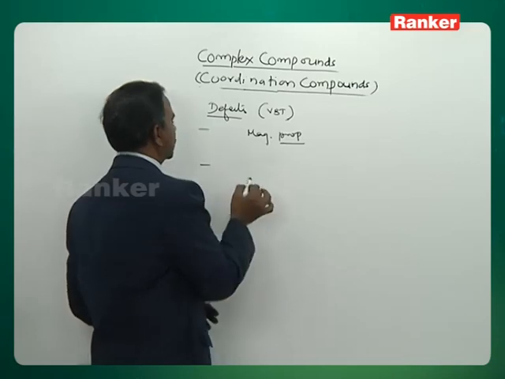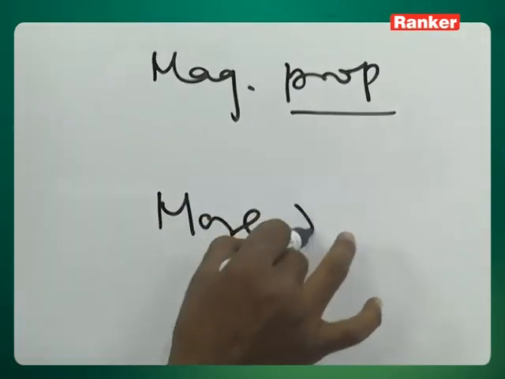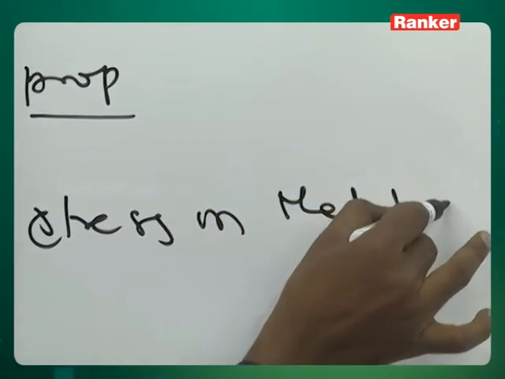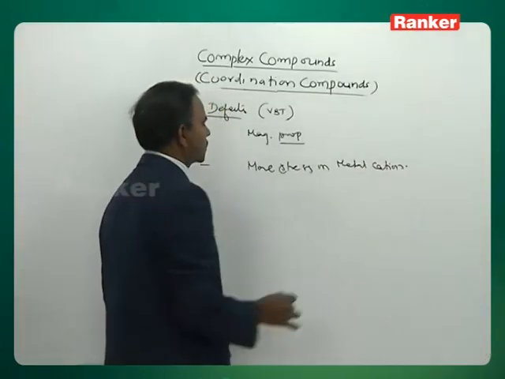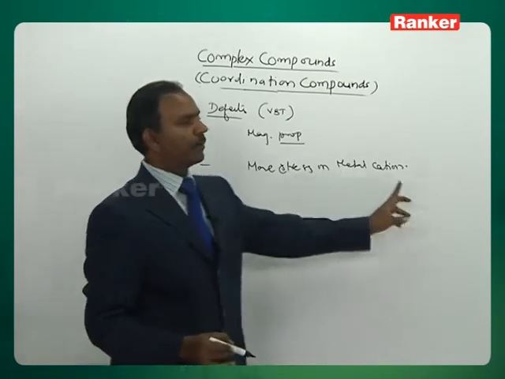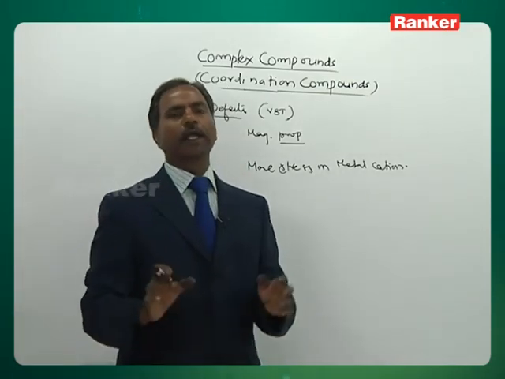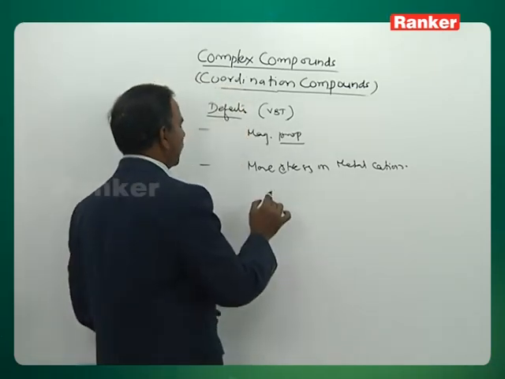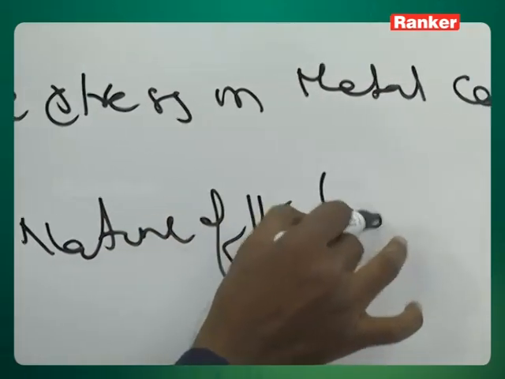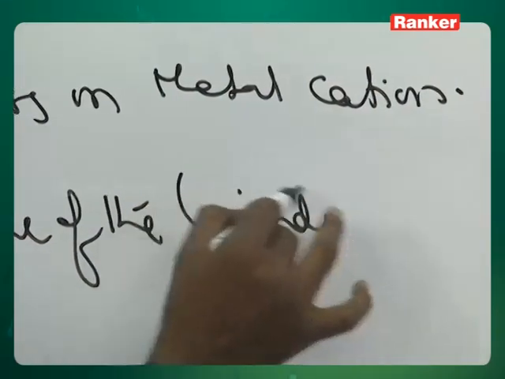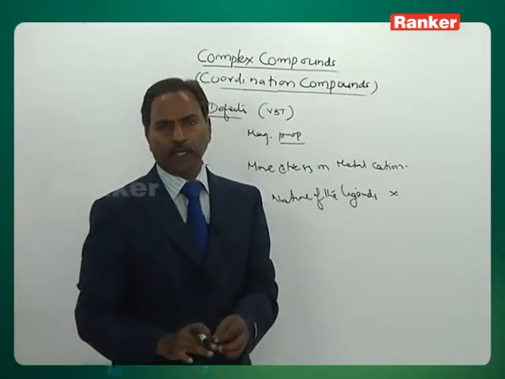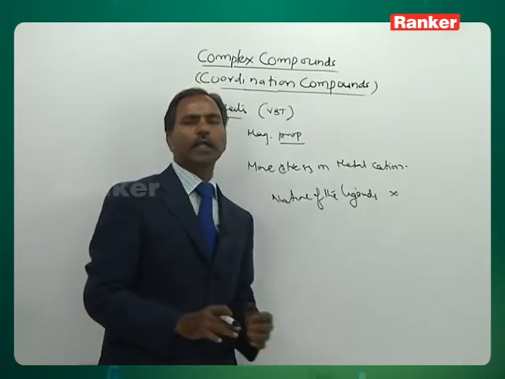First one. Next, more stress on metal cation, nature of the ligands is completely neglected. More stress on metal cation, it concentrated much more on the metal cation, but the nature of the ligands is completely neglected.